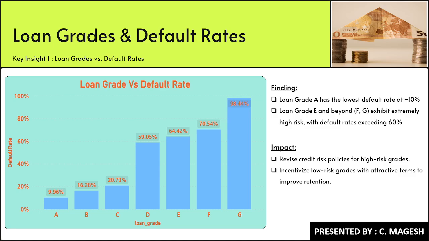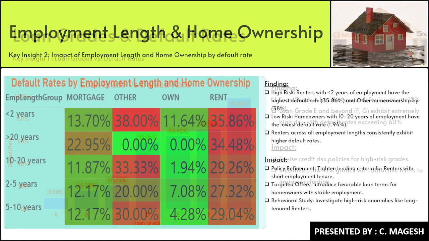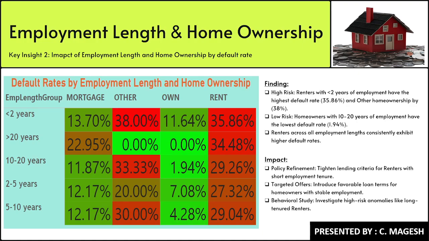Now let's move on to the employment length and home ownership analysis. Key insight two is employment length and home ownership impact. The finding is borrowers with less than 2 years of employment who are renting have the highest default rate, which is 35.86 percent, indicating a very high risk. In contrast, homeowners with 10 to 20 years of employment show the lowest default rate, which is just 1.94 percent.